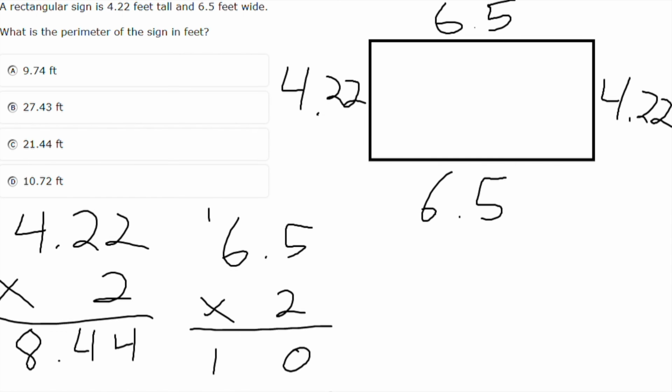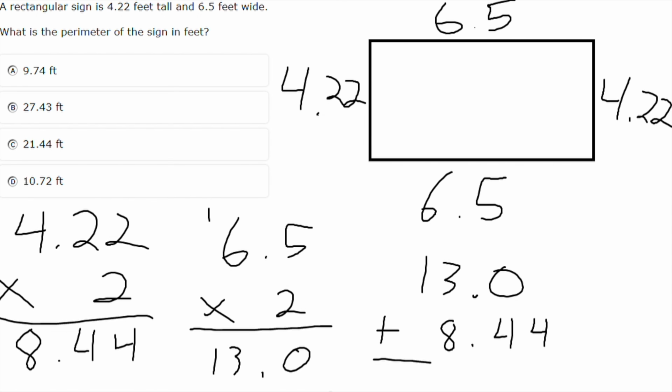And we get 13. And then we're just going to add both of these numbers together. So we have 13.0 plus 8.44. What do we get? We get a 4. We get another 4. That's our decimal point. We have an 11 here. So our answer is 21.44, which means C is the correct answer.